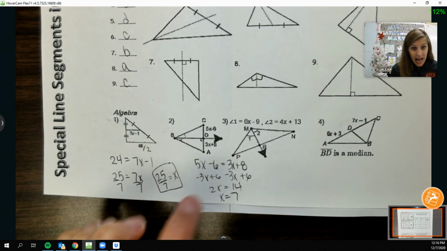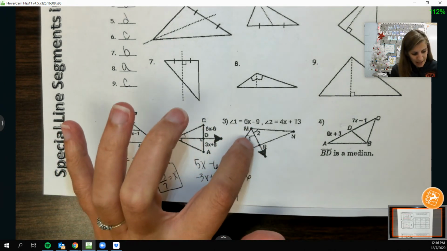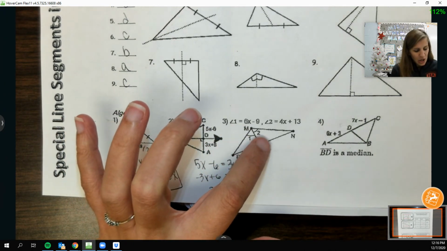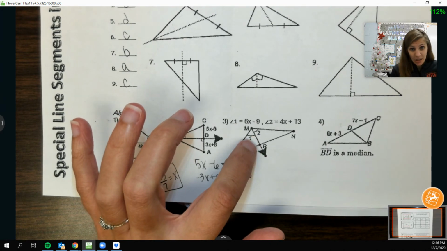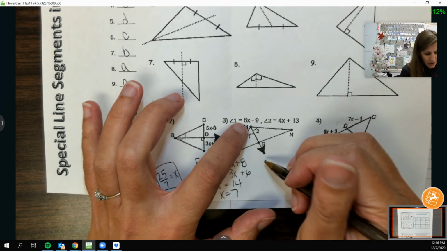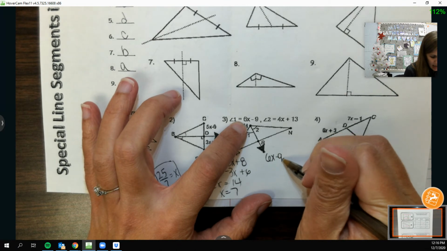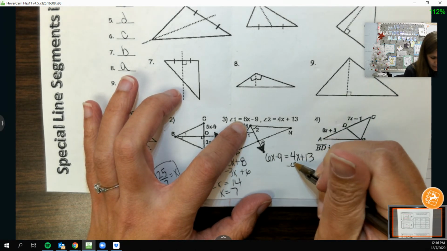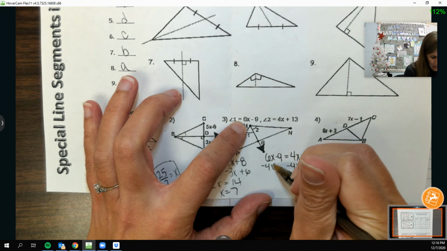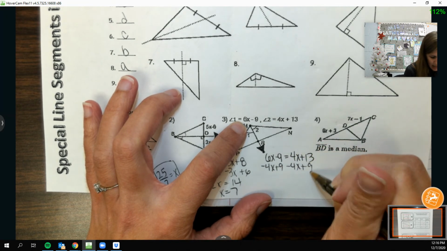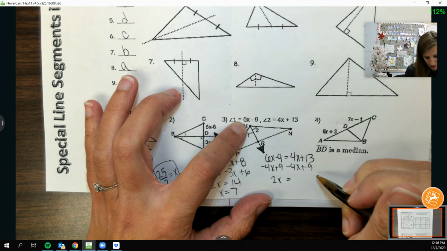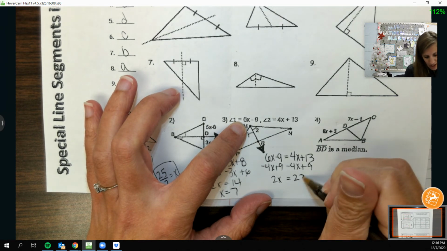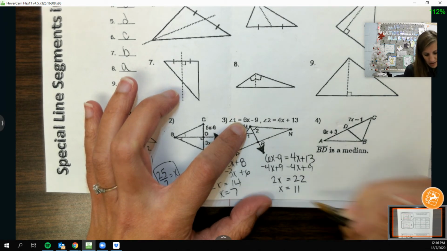In number 3, I can see that I have an angle bisector because of the rainbows. So because it's an angle bisector, those angles are the same. So I can set 6x minus 9 equal to 4x plus 13 so that I can solve for x. And I would subtract the 4x both sides and add the 9 to get 2x equals 22. So x is 11.